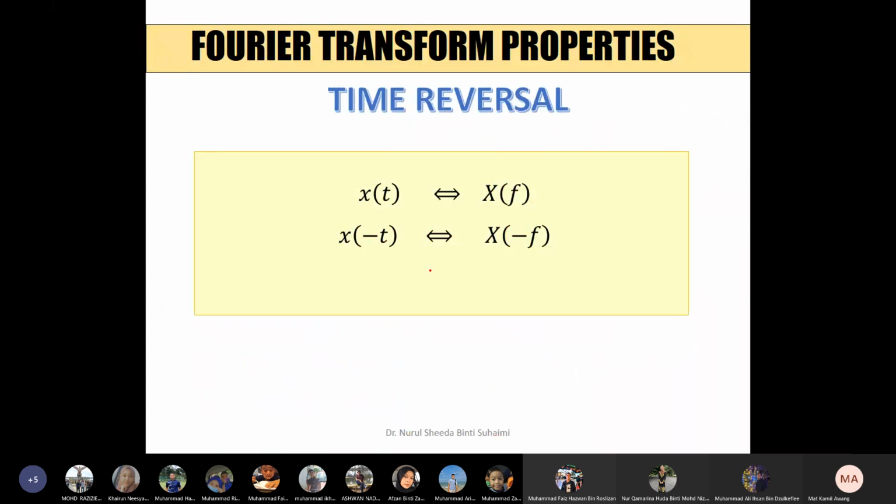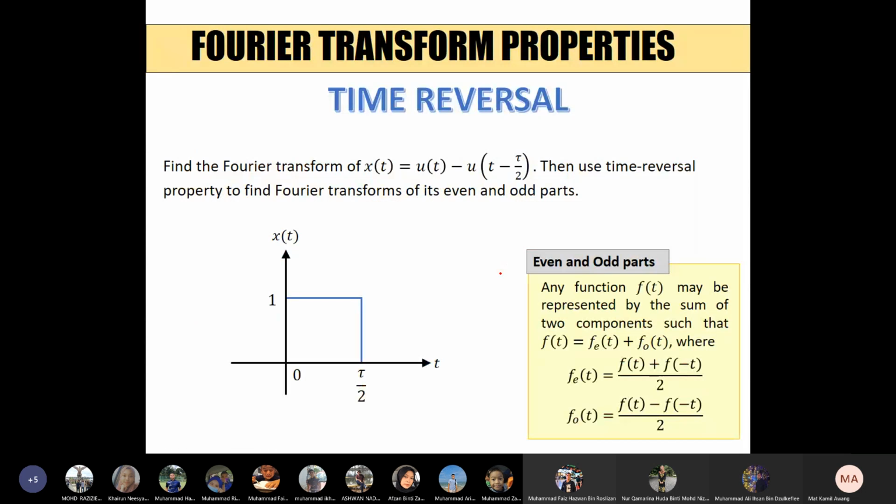Time reversal. If given x of t, transformed into x of f using a Fourier transform, therefore a reversal in the time domain will result in a reversal in the frequency domain. Example: find the Fourier transform of x of t equal to u of t minus t over tau over 2. So we get this. This is the function, and this is the function of x of t.